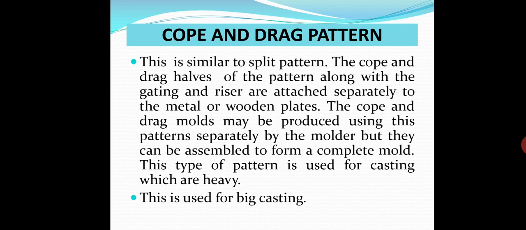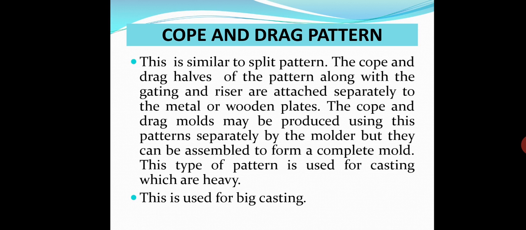Next is cope and drag pattern. This is similar to split pattern or two-piece pattern. The cope and drag halves of the pattern come along with the gating and riser. In this case, the gating and riser are also attached separately to the metal or wooden plates. The cope and drag molds may be produced using these patterns separately by the molder.